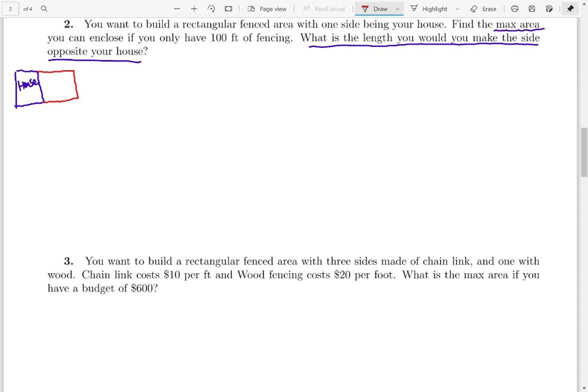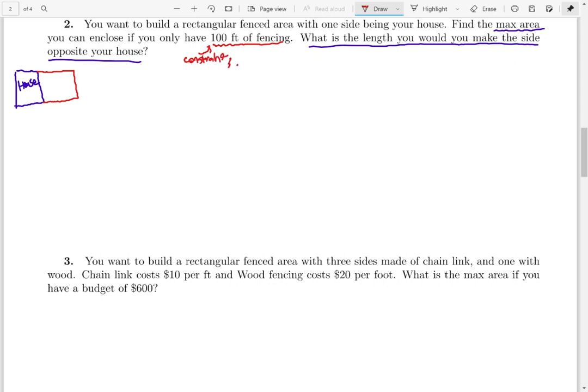Alright, but what do we know? Well, we also know that we only have 100 feet of fencing. And so, since we only have 100 feet of fencing, this is actually going to apply to my constraints.